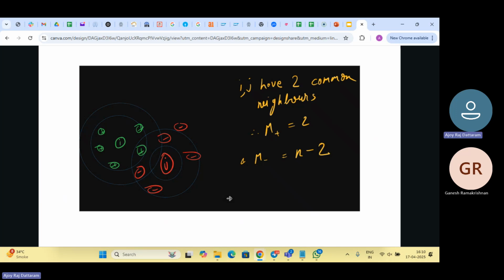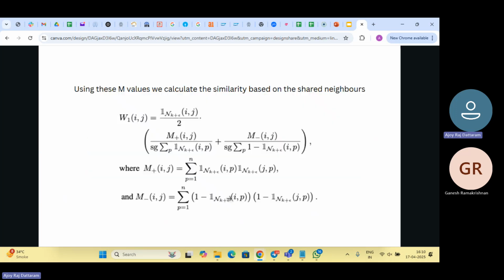So in the initial steps, they are just calculating how many neighbors are in common between both samples, like i and j. We count how many samples are common in both, the plus and the minus, and we'll also count how many are not in those intersections. I'll get to that. It will be helpful in later stages, like getting the similarity between the samples.